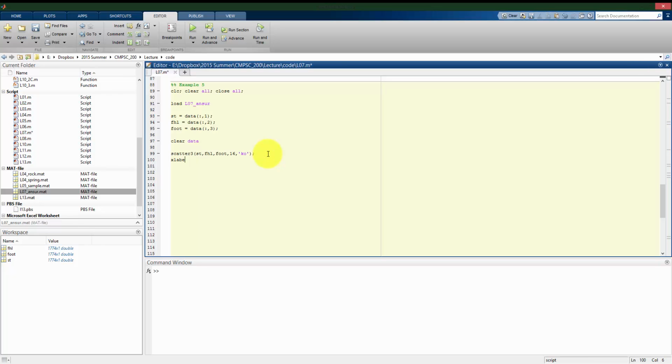And I'm going to add some labels here so I know what's happening. So this is stature in millimeters in the X. Y is forearm hand length. And my Z is the foot length. And again, all of these are measured in millimeters.